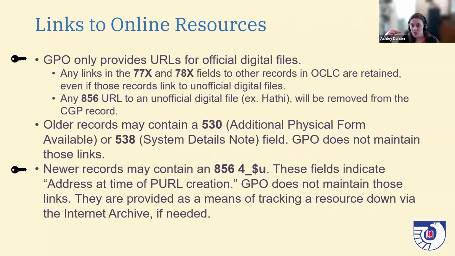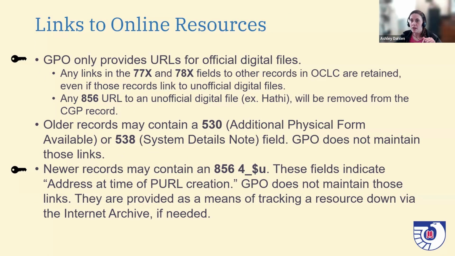Here's kind of a flip of the script here. These are things that essentially we're not updating. And so again, I got 2 keys on here because we get a lot of questions about this at GPO. The main thing to understand is that we can only provide a URL to a resource if it is an official digital file. So if we have a catalog record and it's a paper format and it says, hey, there's an online resource over here, that would be that 77X or 78X linker field that links you out to the other version.